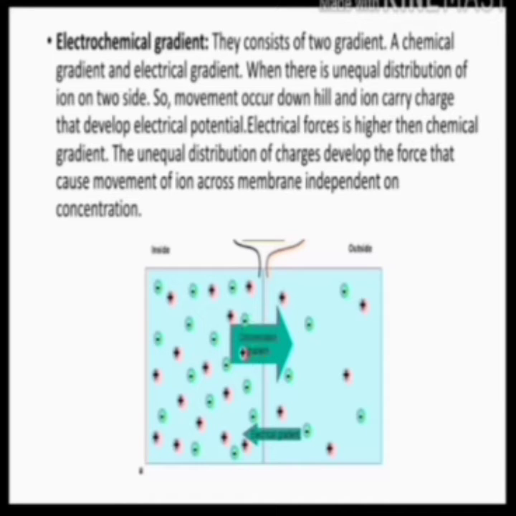But here we talk about the charged particle. So here the negative ion is present and the cell membrane is impermeable to the negative ion.